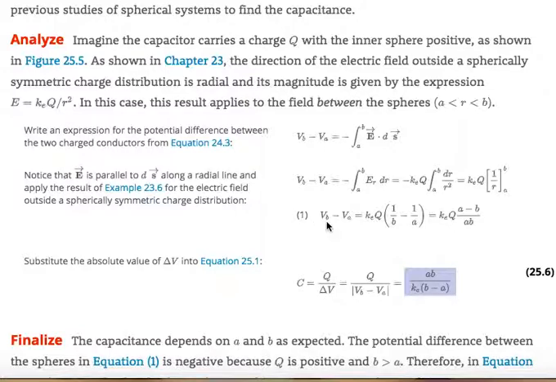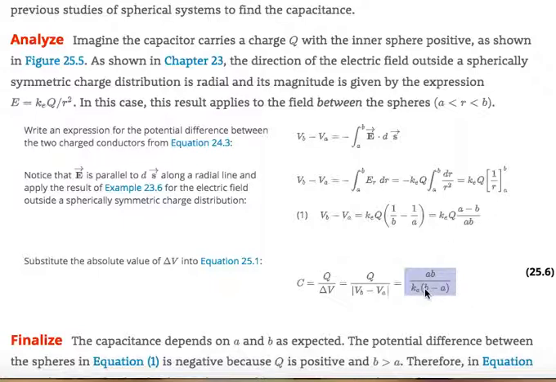When you plug that difference of voltage into your capacitance formula, C is equal to Q over delta V, again, this is a ratio here, then the Q cancels out. It's Q over kQ times (a minus b) over ab.